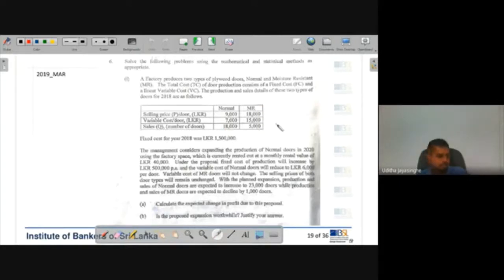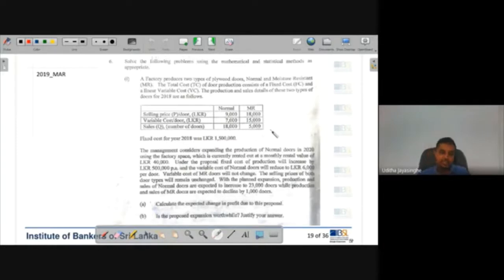So the number of units are a bit smaller. Sorry, the sales is going to be a bit smaller compared to the normal doors. So fair enough, good numbers. Further, fixed cost for the year 2018 was, now this is a good ingredient, 1.5 million. FC is going to be equal to 1.5 million.